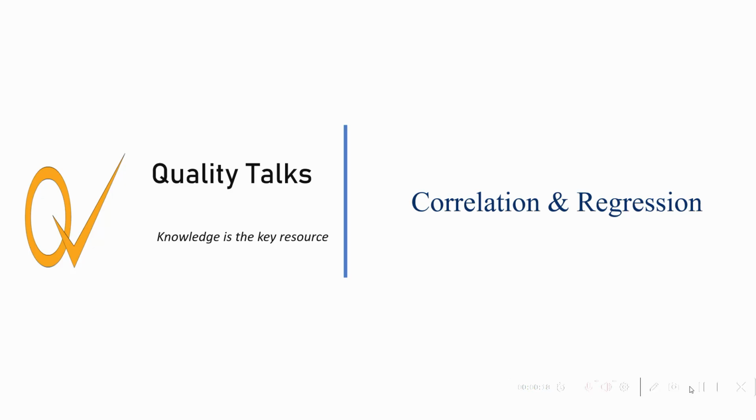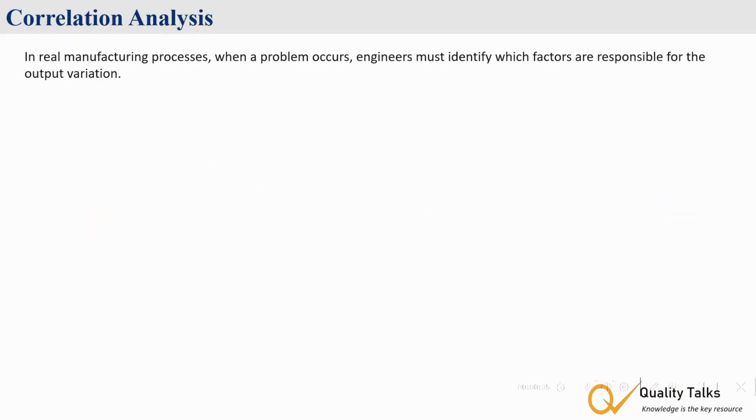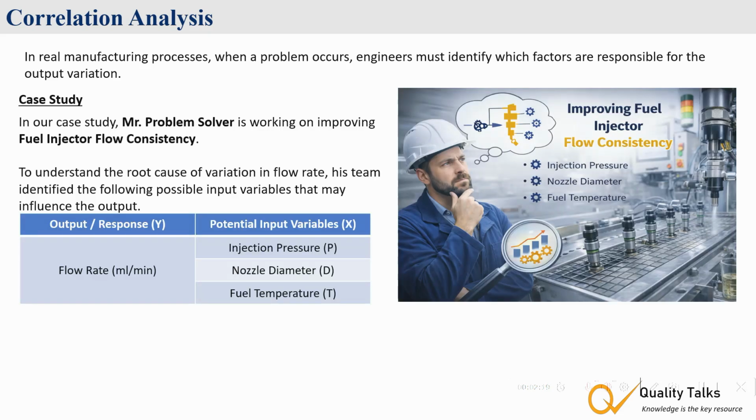In this series of videos, we will discuss correlation and regression. In real manufacturing processes, whenever a problem occurs, engineers and quality professionals must identify which factors are responsible for the variation in output. Let us understand this using a practical case study. In our case, Mr. Problem Solver is working on improving fuel injection flow consistency. The flow rate of fuel injection is the critical output characteristic, and variation in this parameter can affect engine performance and fuel efficiency.